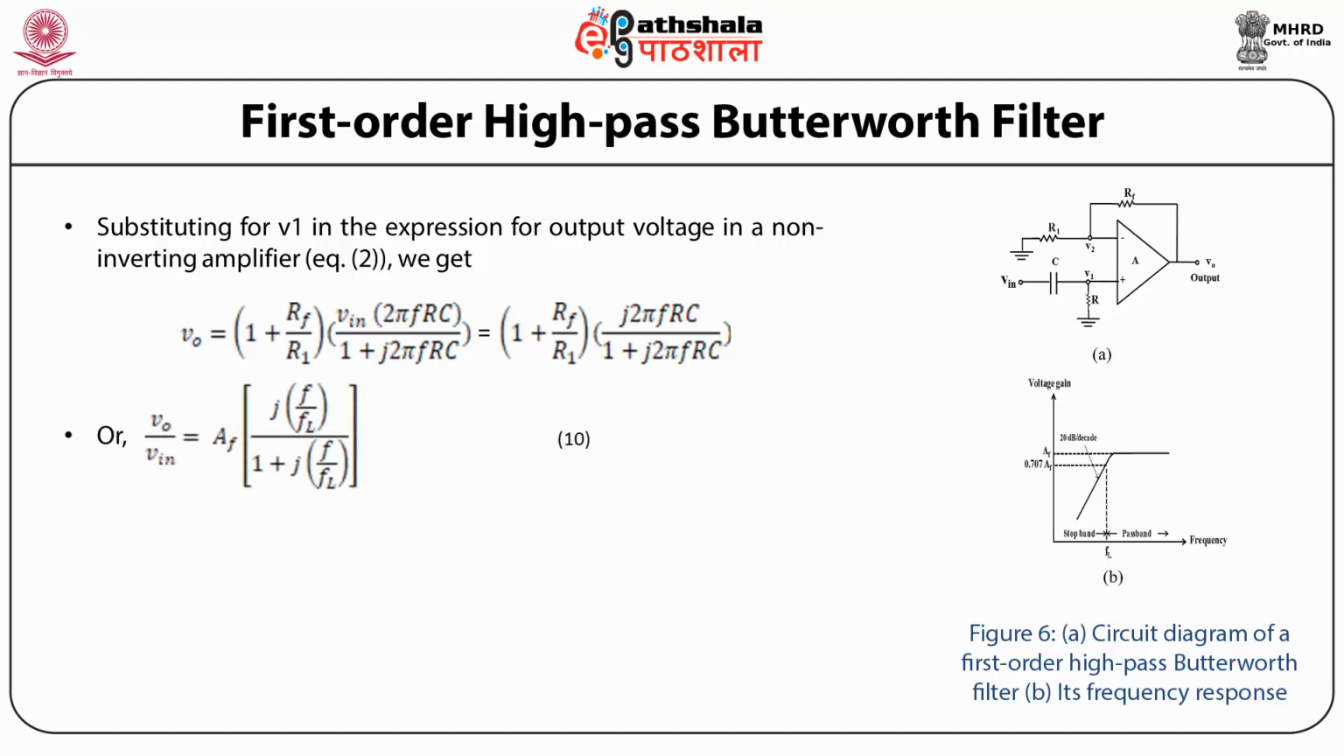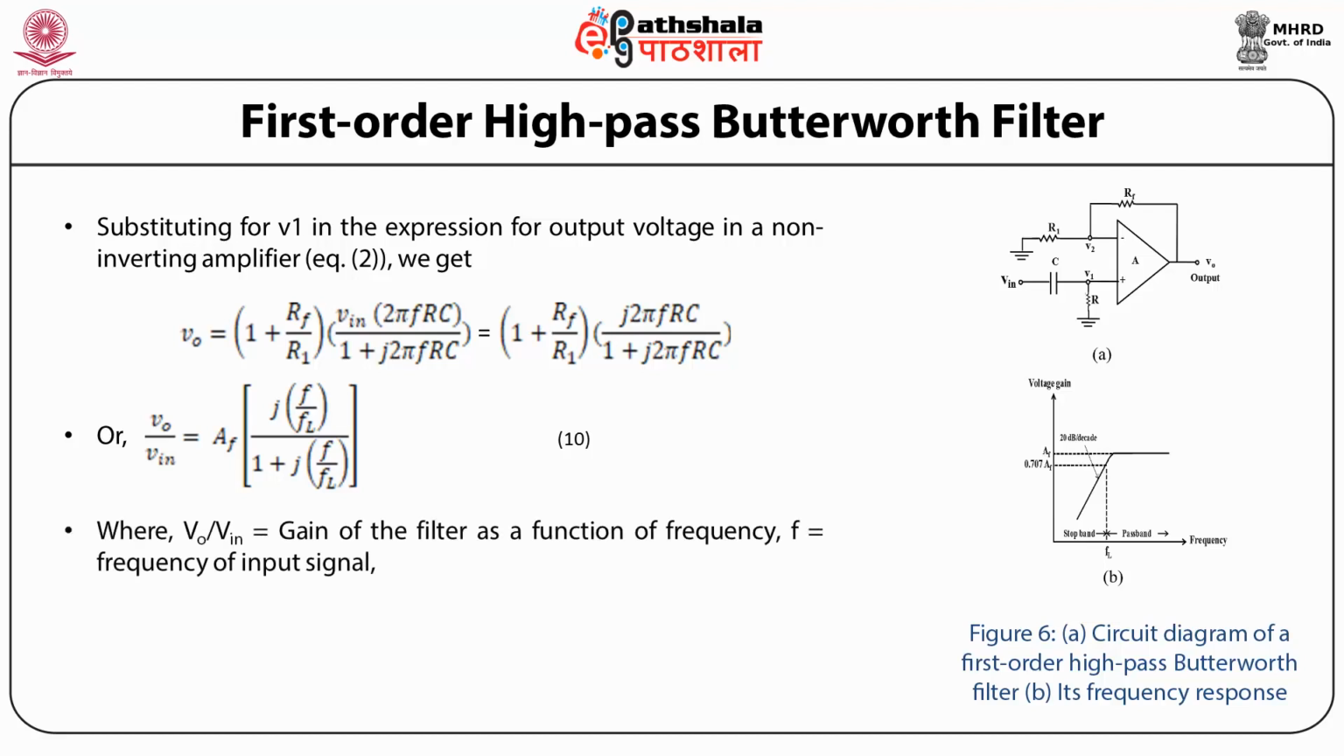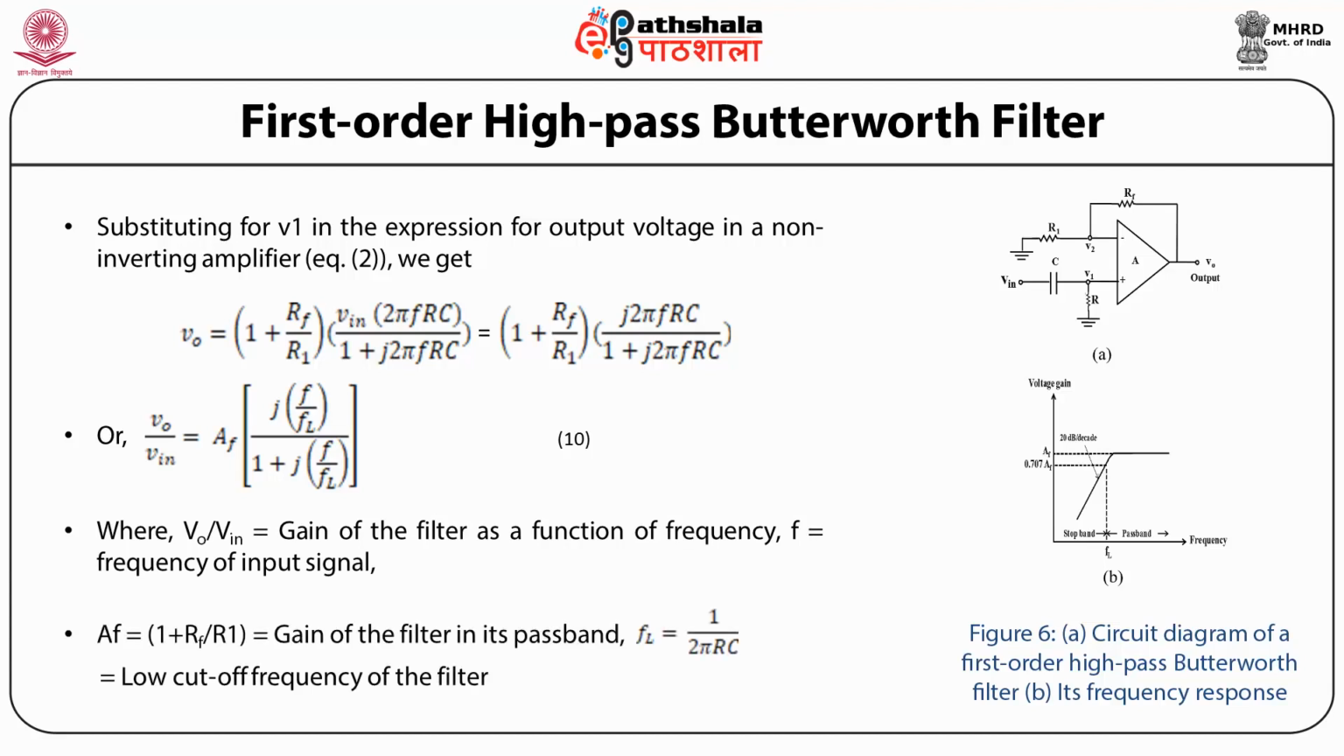Or equivalently, the ratio V0 by Vn is equal to AF into, within the brackets, j into f by fL divided by 1 plus j into f by fL, brackets close, where V0 by Vn is the gain of the filter as a function of frequency. f is the frequency of input signal. AF is equal to 1 plus Rf by R1, which is the gain of the filter in its passband. fL is equal to 1 by 2 pi Rc, which is the low cutoff frequency of the filter.